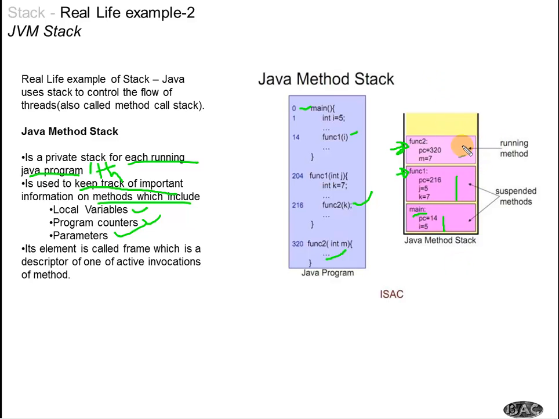So this is basically a stack. These are individually called stack frames, and the whole thing is called the stack. When function 2 completes, it goes back to here and then it works on the remaining part. So that is the way the Java method stack works. Its element is called a frame, which is a descriptor of one active invocation of the method. So, to explain very briefly, a stack is used in the JVM as well.